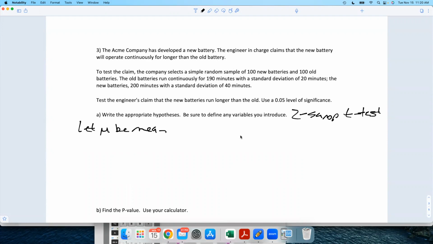How long the batteries run. Mean time these batteries run continuously. Okay, we're going to have 2 separate groups. We're going to have old and new. Each one's going to come with an X bar, an S, and an N.